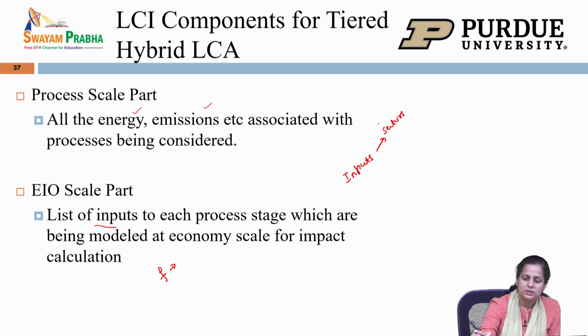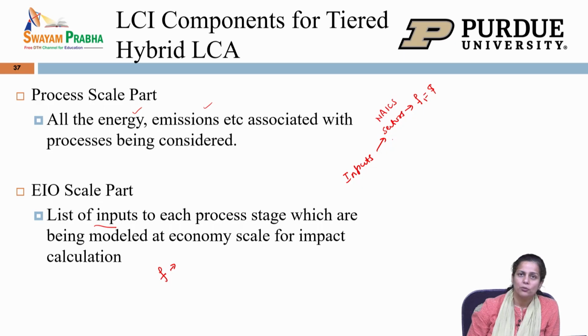So, let us say we use the NAICS, the North American Industrial Classification System, or the Indian classification system. We map the inputs to the sector, and then for each of that sector we can get the final demand in terms of dollars by using the price. Once you have that final demand in terms of dollars, you can use the Leontief model to get the impact.